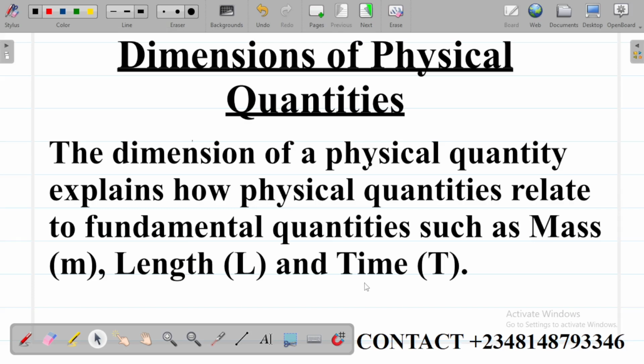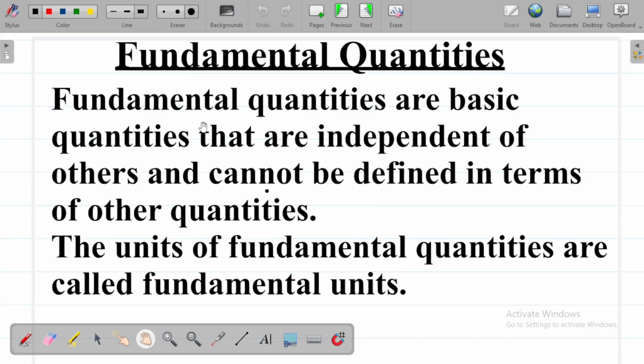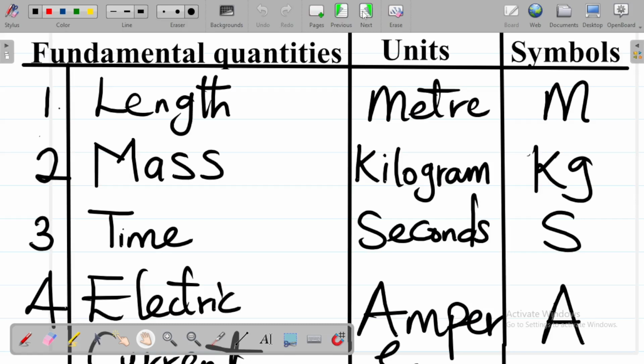Now let's consider fundamental quantities. Fundamental quantities are basic quantities that are independent of others and cannot be defined in terms of other quantities. The units of fundamental quantities are called fundamental units. Now let's take a look at the different kinds of fundamental quantities. The different types of fundamental quantities.